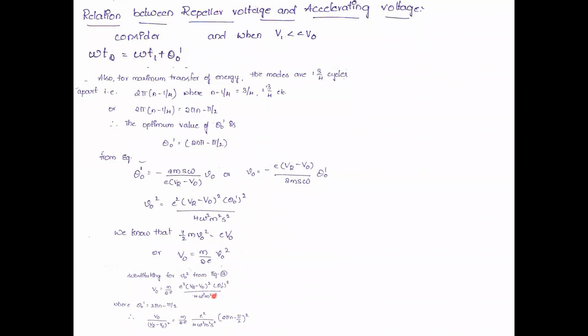From this equation, make some modifications. Bring this V_R minus V naught to here for our problem utility. Next step: V naught divided by (V_R minus V) square equals m by 2e, keep as it is, e square by 4 omega square m square s square. Theta, we have the optimum value, right, 2n pi minus pi by 2. Try to substitute. Clear?